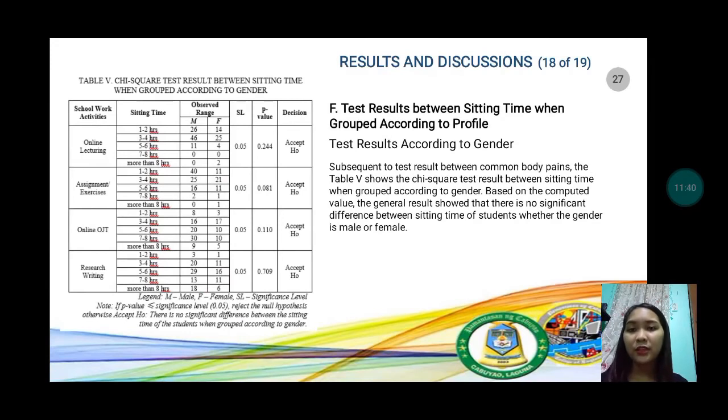Test results according to gender. Subsequent to the test result between common body pains, Table 5 shows the chi-square test result between sitting time when grouped according to gender. Based on the computed value, the general result showed that there is no significant difference between the sitting time of students whether the gender is male or female.